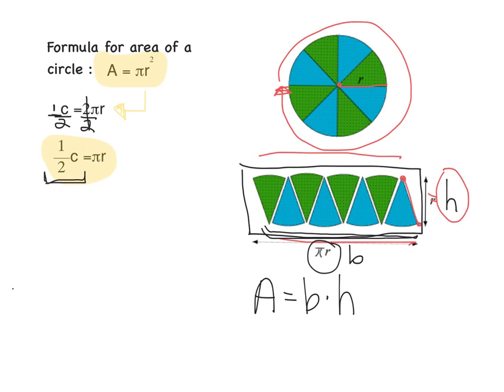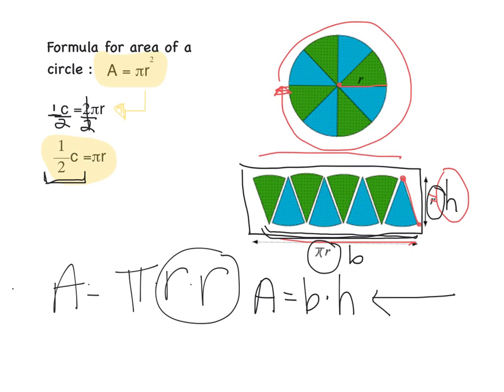Okay, if we follow our area of a parallelogram, we're saying base times height equals area. Well, here we've just found different ways to represent our base times height. So we found pi times r times r. Well, like we said earlier, r times r is r squared. So this is where this formula comes from. Area equals pi r squared. Pretty cool, huh?